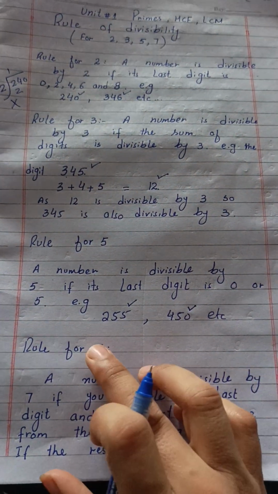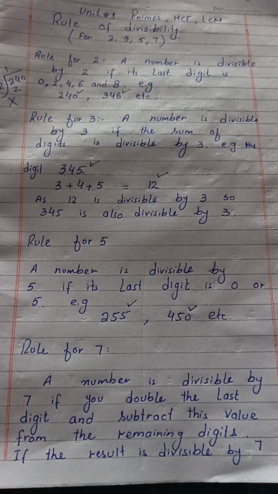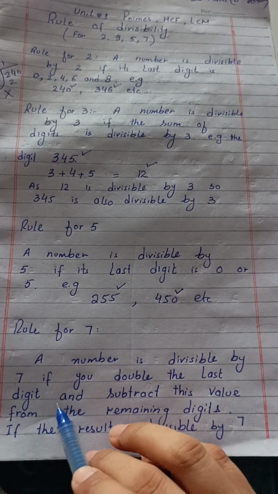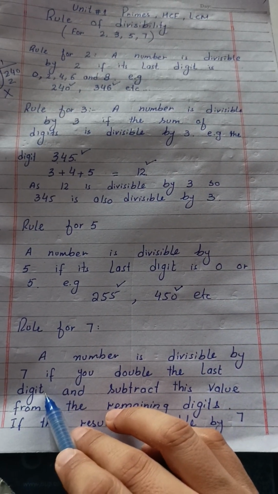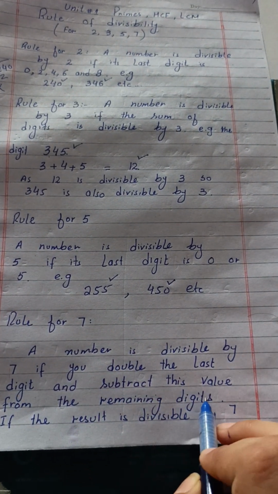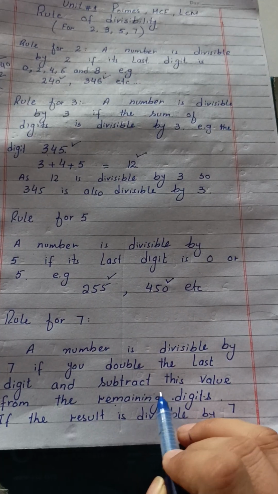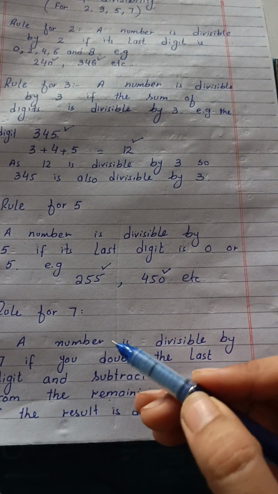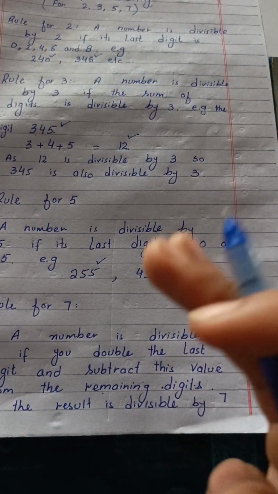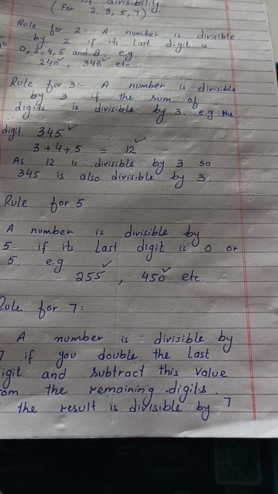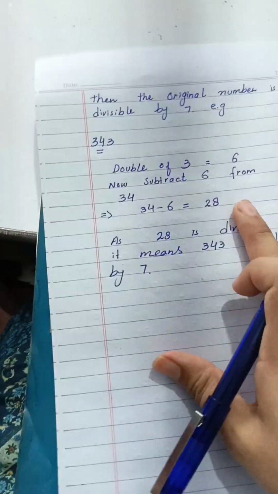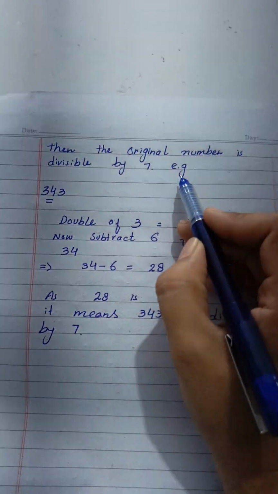Okay, next, rule for 7. What is the rule of divisibility for 7? A number is divisible by 7 if you double the last digit and subtract the value from the remaining digits. After doubling the digit, the result will be subtracted from the remaining digits. The digits that remain, you subtract that result from them. If the result is divisible by 7, then the original number is divisible by 7.